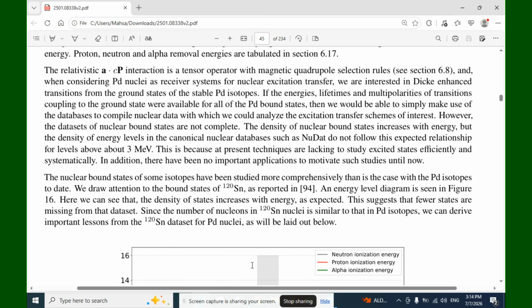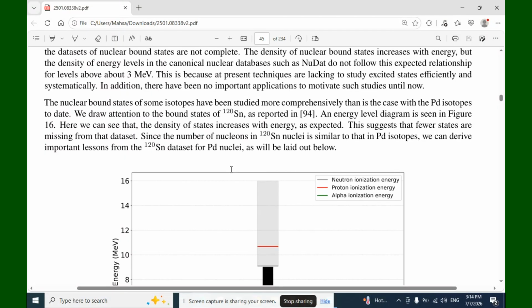However, the datasets of nuclear bound states are not complete. The density of nuclear bound states increases with energy, but the density of energy levels in the canonical nuclear databases, such as NuDat, doesn't follow this expected relationship for levels above about 3 megaelectron-volts. This is because at present, techniques are lacking to study excited states efficiently and systematically. In addition, there have been no important applications to motivate such studies until now.